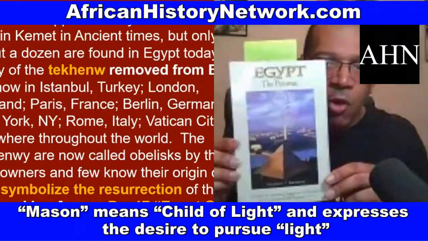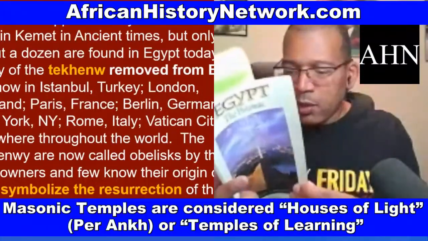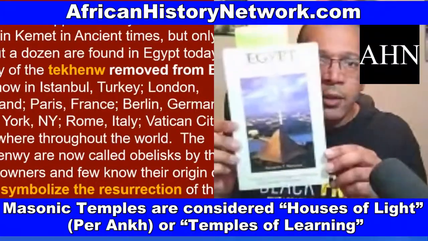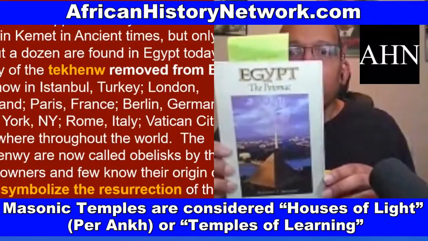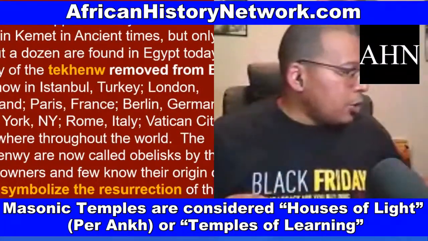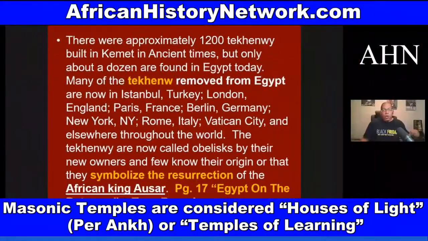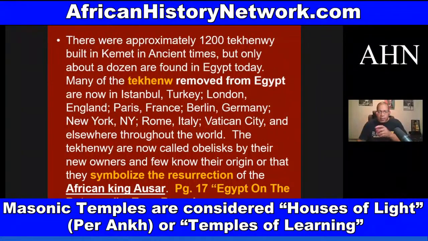So here's Egypt on the Potomac by Tony Browder. It's a fantastic book. It's 72 pages. But this book will blow you away. Okay, Egypt on the Potomac. So check out page 17 of Egypt on the Potomac.